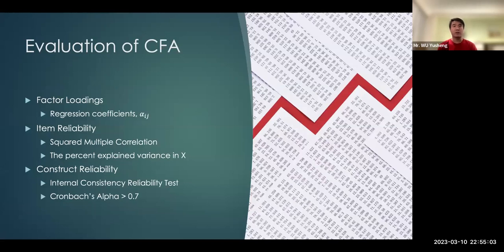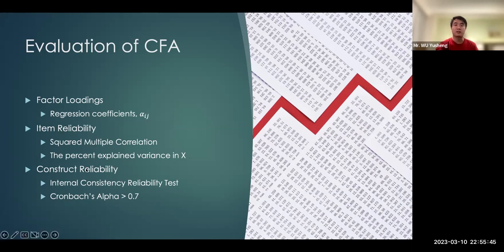In order to evaluate CFA, we also need to look at the factor loadings. Factor loadings in EFA usually reflect the correlation between the factors and Xs, but the factor loadings in CFA are just regression coefficients, those alpha ijs. They are not correlations anymore because there exists some correlation between different latent variables. We also evaluate CFA by the squared multiple correlation. This explains the percentage of X explained by the factor, the latent variable, which is the same as communalities in our previous study.